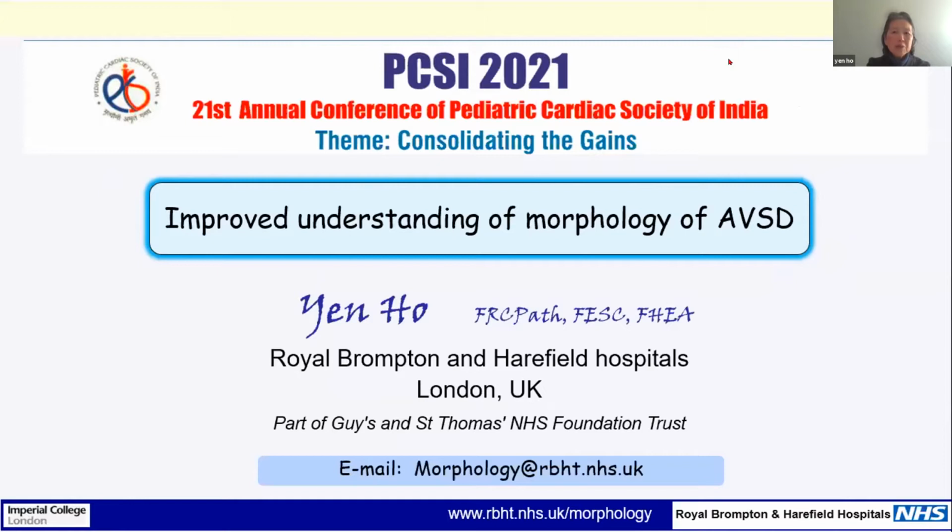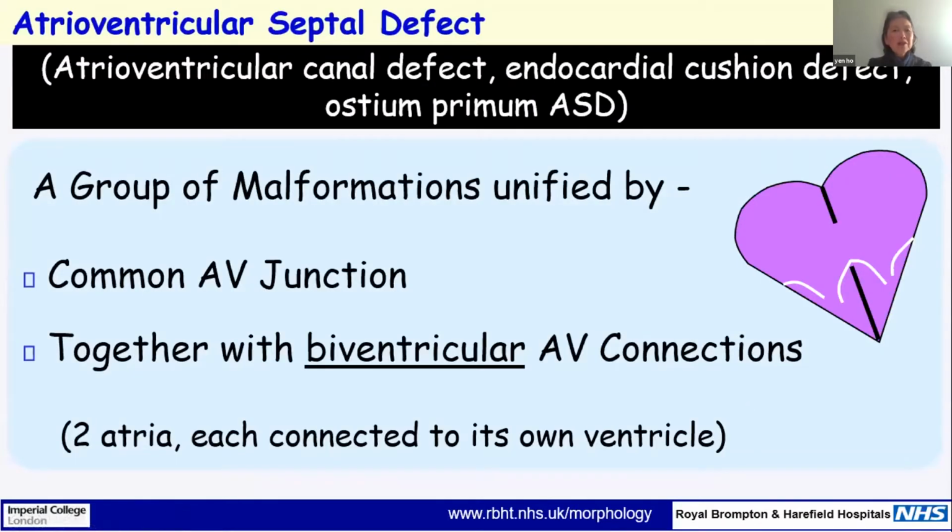It's really a pleasure to be here today talking about atrioventricular septal defect. I would like to start off by saying that it's a group of malformations that's unified by a common atrioventricular junction together with biventricular atrioventricular connections. And you will know, of course, that this defect has been given various names over the times.